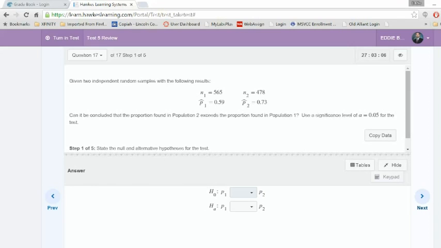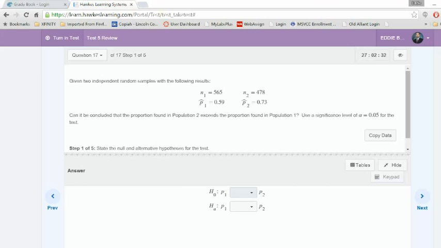Okay. The last problem on your test review. We're given these 2 independent random samples with the following results. So you're given an n sub 1 with a p hat sub 1, n sub 2 with a p hat sub 2. So these are point estimates. These are sample sizes. Can it be concluded that the proportion found in population 2 exceeds that of the proportion found in population 1?